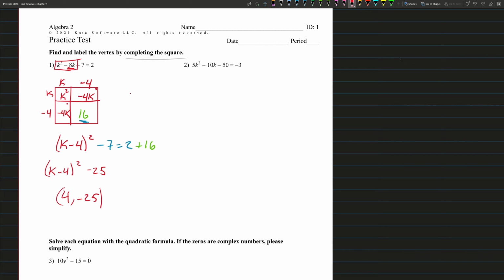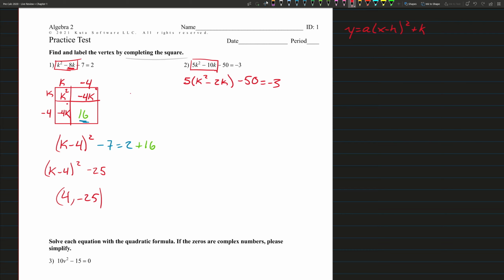Number 2 is a little bit more complicated. Everything is pretty much the same except for the first and last step. Again, we're still only worried about these first 2 terms. But when we look at vertex form, right, there's no coefficient in front of x inside the parentheses. Okay, so we need to make that happen for our set of parentheses too. So we have to factor 5 out from both of these terms inside this box. So we get 5 times k squared minus 2k minus 50 equals negative 3, right?